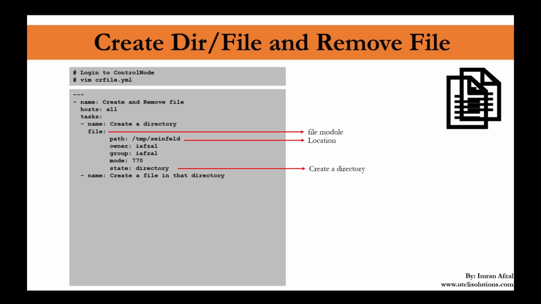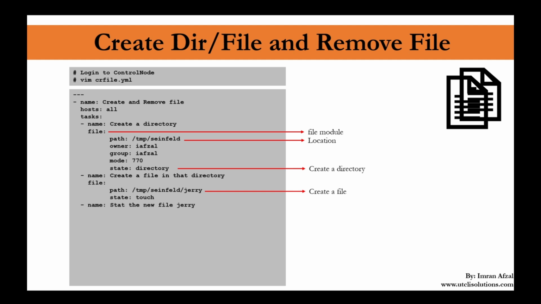Once that is created, the next task is to create a file in that same directory that we created. We will use the same file module. For the path, same way we did it for the directory, we specify /tmp/Seinfeld and the name of the file, and this time it's going to be Jerry. So this is to create a file. Now the state: it's not a directory, so for a file we just use touch.